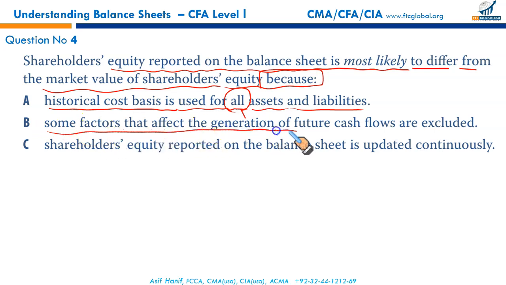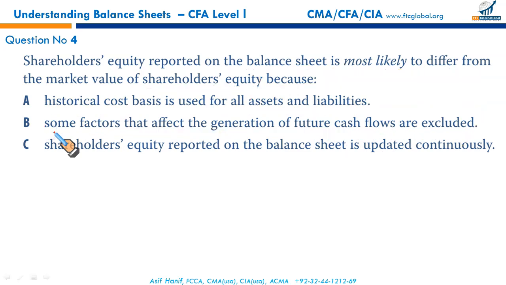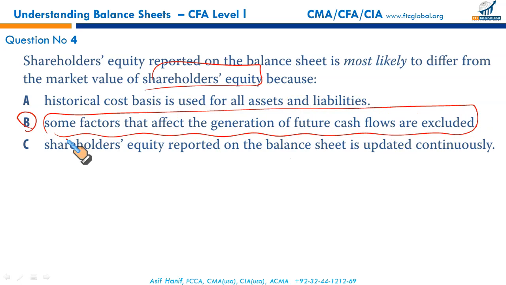Some factors that affect the generation of future cash are excluded from the balance sheet, from equity. This is true because the company may have more profit generating capacity in the future, may have more projects in line that might generate more EPS in the future. This hasn't yet been factored into your equity because it cannot be done under current US GAAP. So it is done by analysts. So this is the reason why the equity reported on the balance sheet might be different than the equity calculated by the analyst. Book value per share will be different than the market value per share because the market value considers the future cash generation by the firm from future activities. This is the reason why there could be a difference.